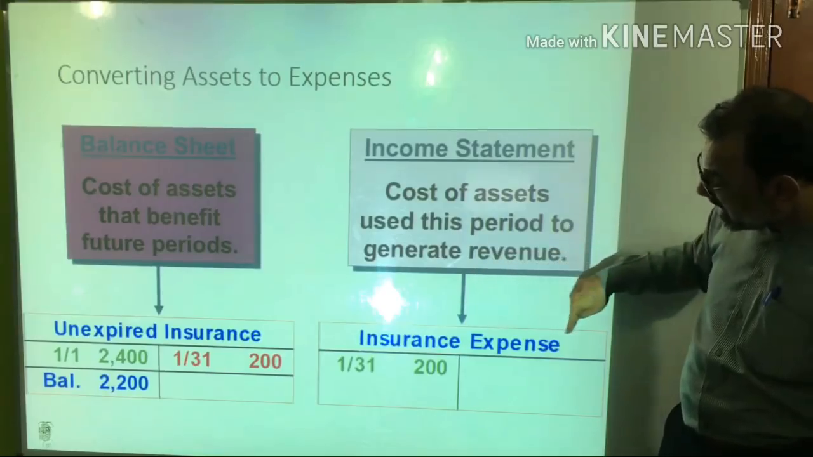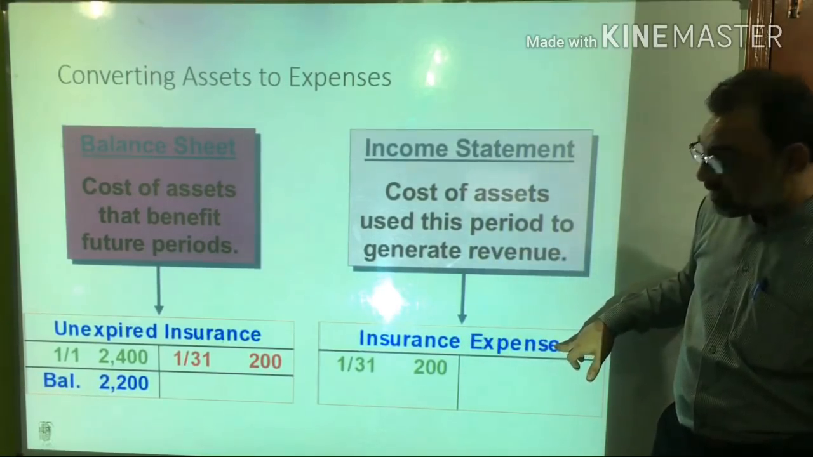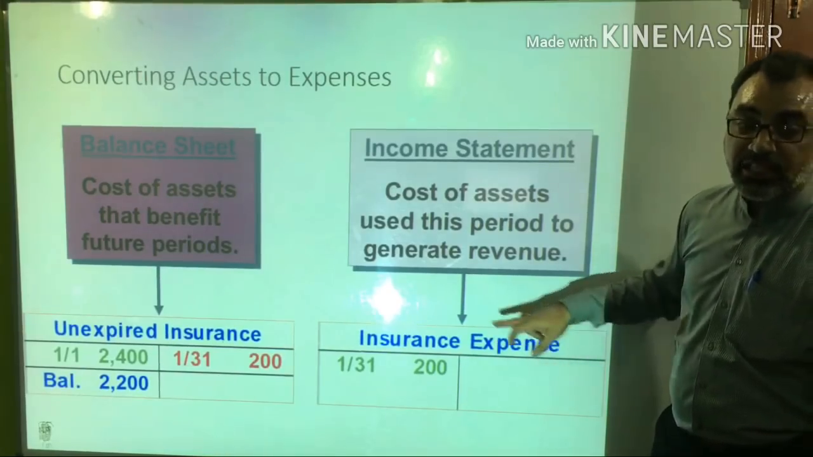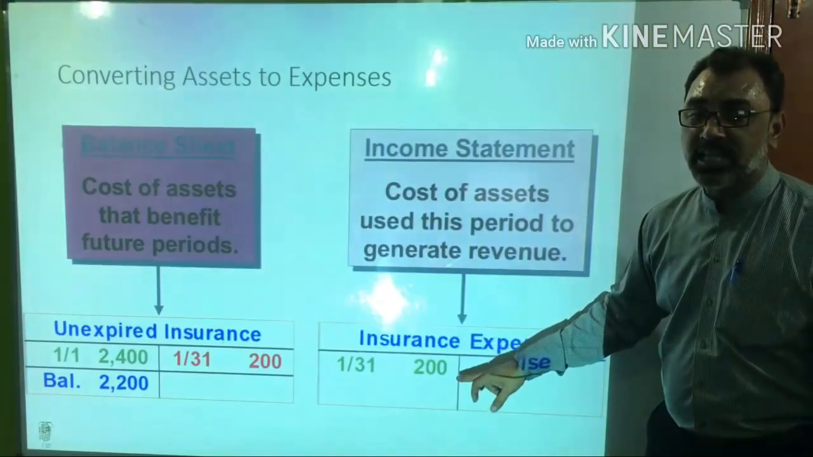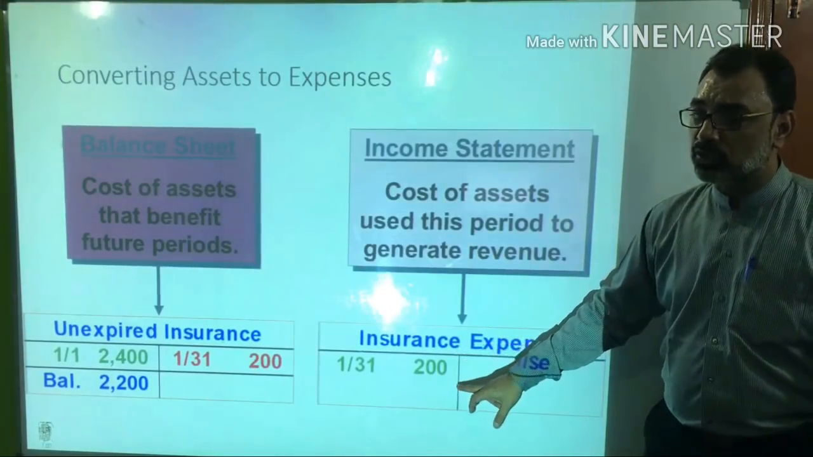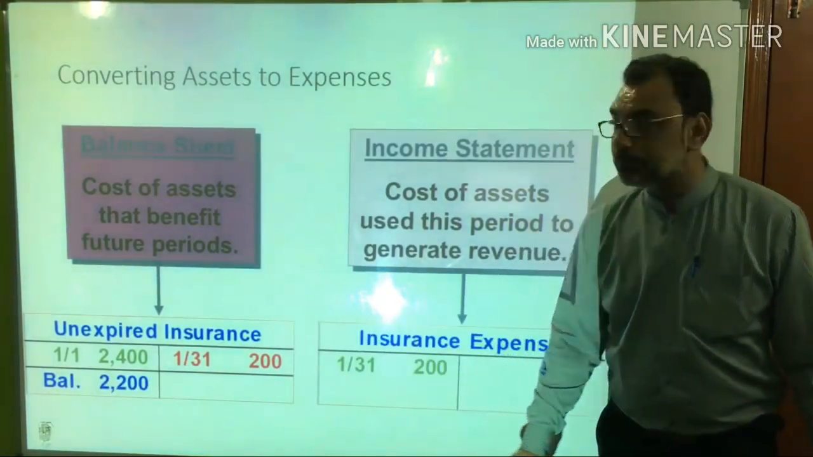On the other hand, you can see the impact on the income statement: the cost of the asset that is used up in this period is the insurance expense, and the nature is expense. When an expense increases, it is posted on the debit side. So the expenses are increasing, which is why we post on the debit side, and the assets are decreasing, so it is posted on the credit side.